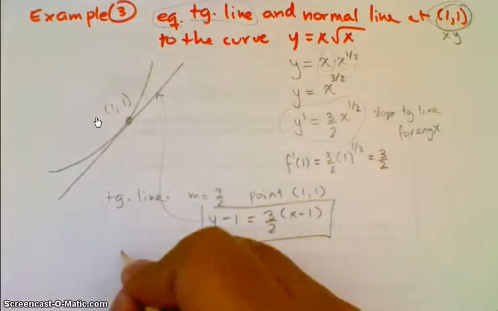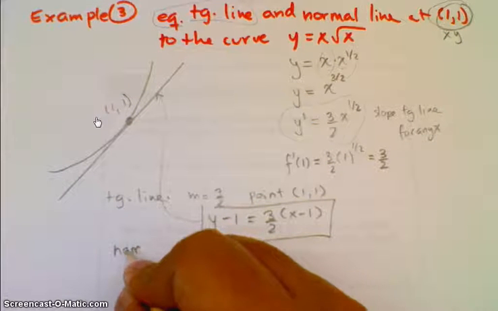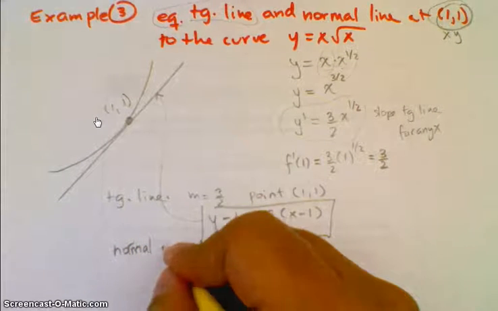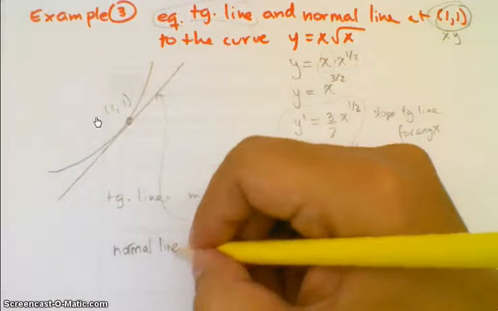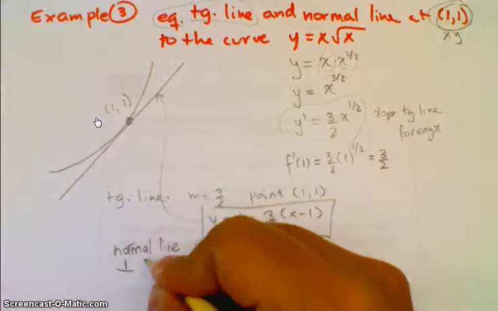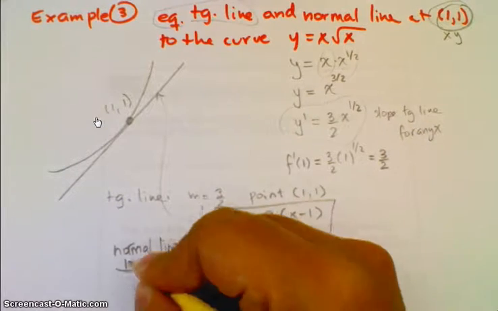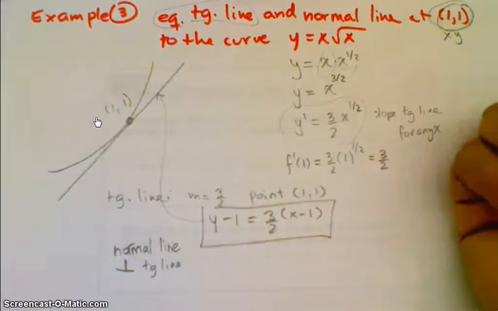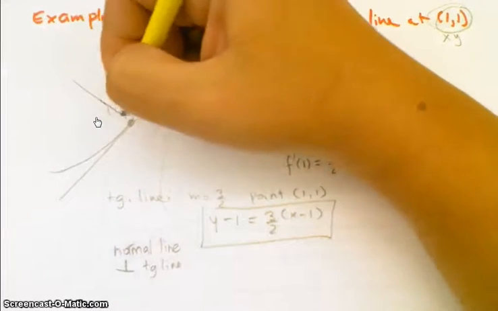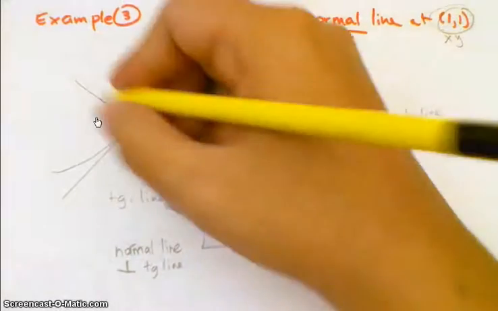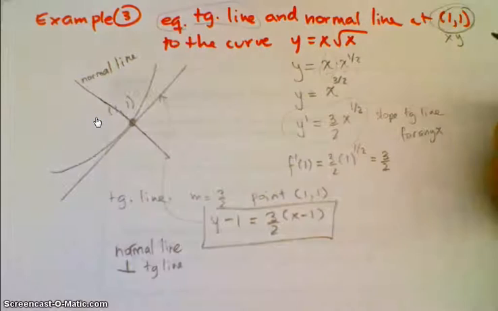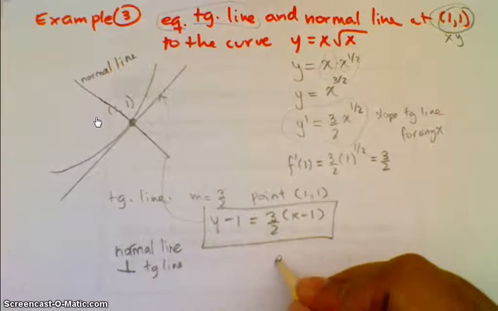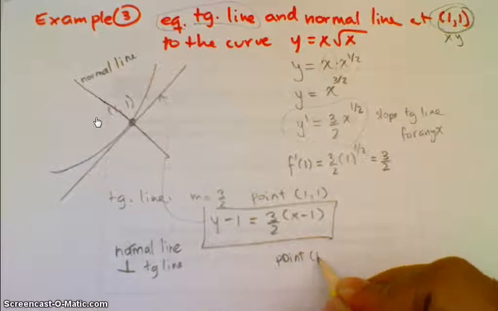Now they are asking me for a normal line. Normal line to this curve at that point. A normal line is a perpendicular line to the tangent line. Remember that this symbol means perpendicular. So to this tangent line, the perpendicular would be at 90 degrees. So this is the normal line. And what is its equation? For the normal line, the point is the same because it's crossing through the same point.